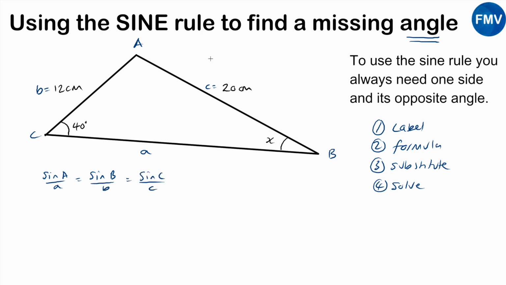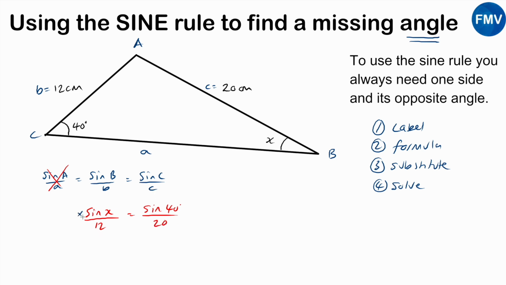Step 3 is to substitute the values you've got here into your formula. So sine of A, well, we haven't got a value for A, and we haven't got a value for the side of A either. So I'm going to cross that out because we're not going to use that. Angle B is x. So we have got the sine of x over the side of b, which is 12, which is equal to the sine of C, and C is 40 degrees, over the length of c, which is 20.